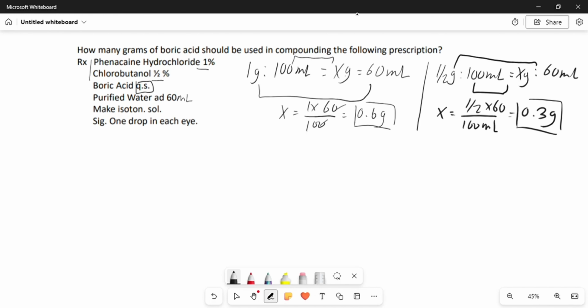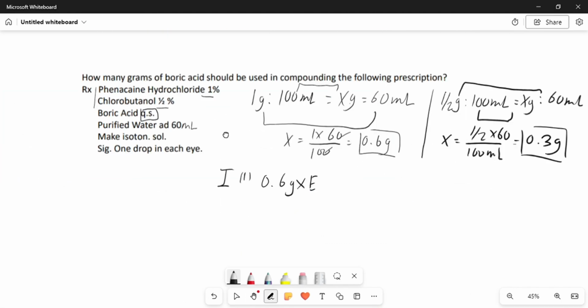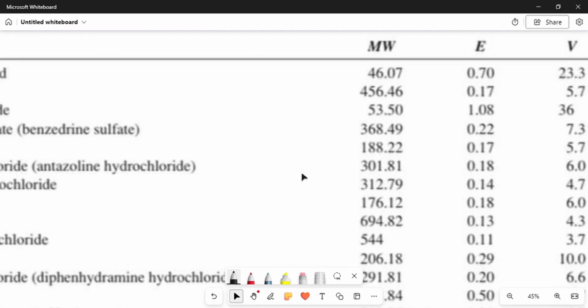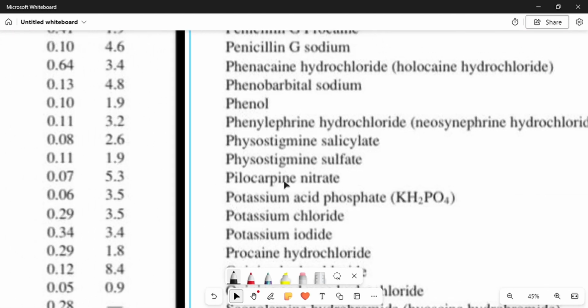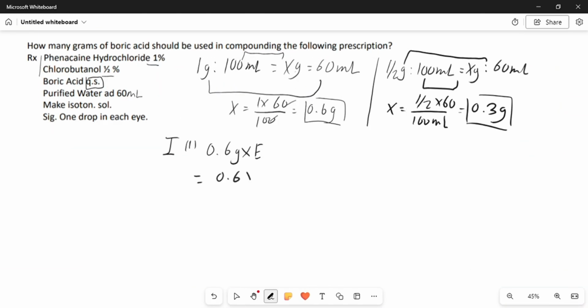After doing this, we should get their E value through step 1. So step 1 will be divided into 2. We'll have 1, which is the phenacaine hydrochloride. So the phenacaine hydrochloride is 0.6 grams times its E value. So we'll search for the E value. Phenacaine hydrochloride is 0.2. Its E value is 0.2. 0.6 times 0.2, and that will be equal to 0.12, and that will be in grams.